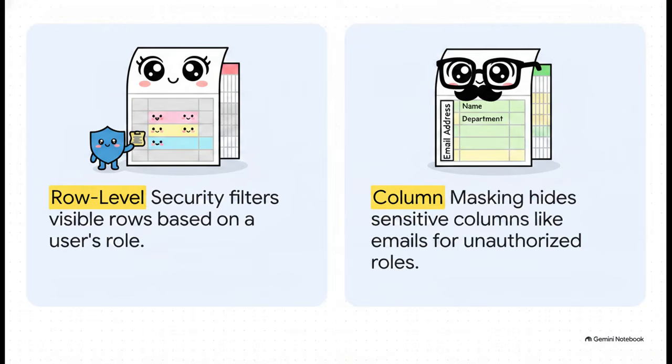We also absolutely have to tackle security at this layer. We've got 2 main patterns here. Row-level security filters visible rows based on who's looking, so say a regional manager literally only sees their specific region. Then you have column masking, which hides sensitive data, like an email address or SSN, behind asterisks for unauthorized users. The crucial point here is that by enforcing this directly at the semantic layer, every single downstream query automatically inherits these rules. You leave 0 gaps.